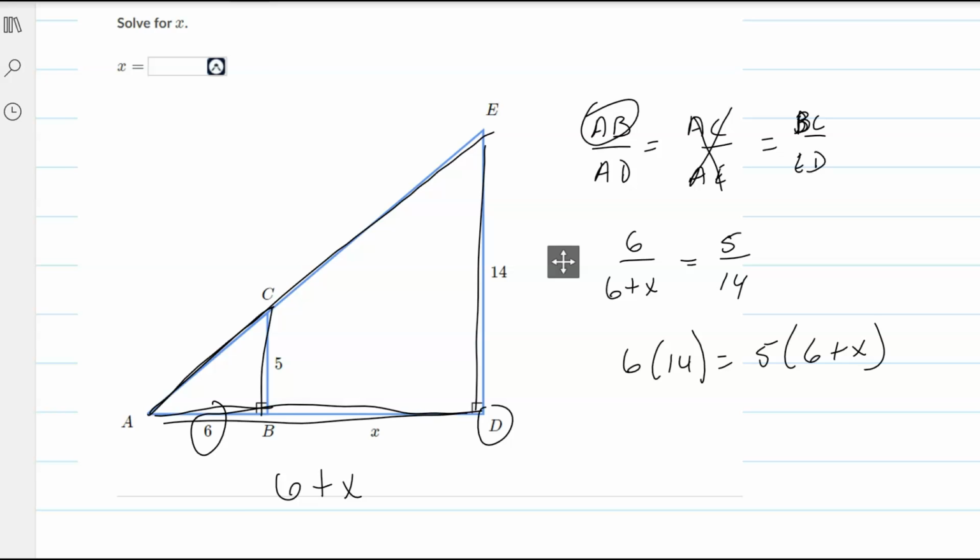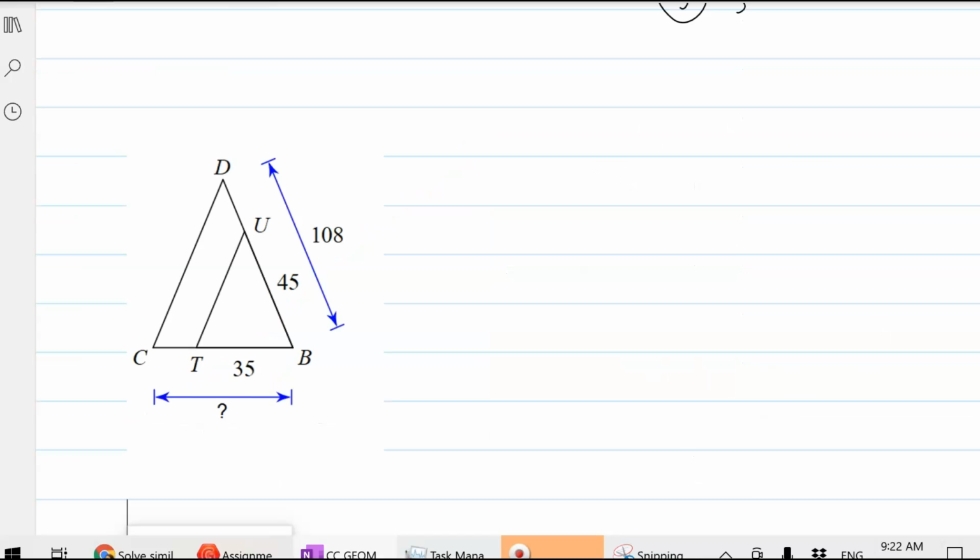6 times 14 is 84. 30 plus 5x. Subtract 30 from both sides. You get 54. It's 5x. And then again, just divide by 5. You could leave it like that: 54 divided by 5.